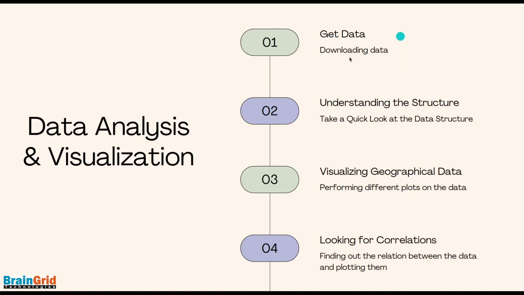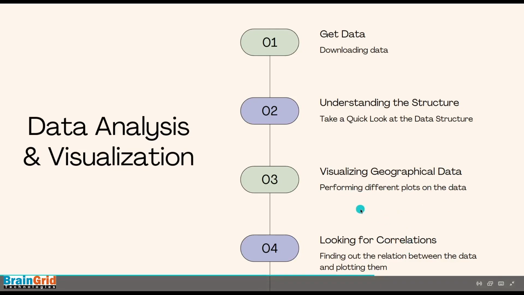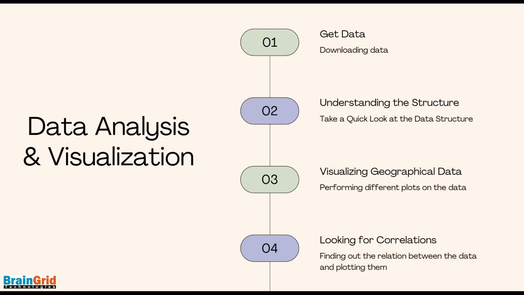Again, in data analysis and visualization, we're going to understand, of course, downloading the data, taking a quick look at the data structure, visualizing the geographical data, performing different plots on that data, and then looking for correlations. Correlations meaning how is one feature or one attribute related to another, right? So those things we're going to see, and then we'll plot them.